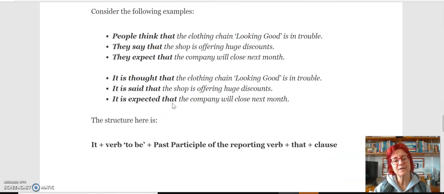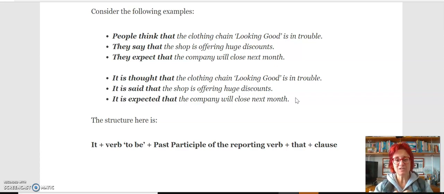Okay? For example, people think that the clothing chain Looking Good is in trouble. They say that the shop is offering huge discounts and they expect that the company will close next month. If I am a professional journalist, I would rather say it is thought that the clothing chain Looking Good is in trouble, or it is said that the shop is offering huge discounts, or it is expected that the company will close next month. Why do we do this?